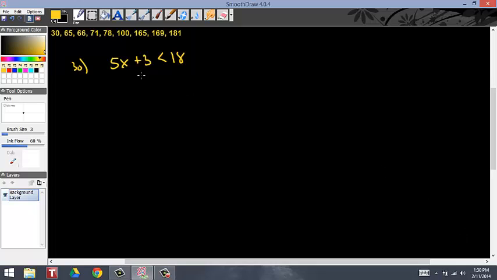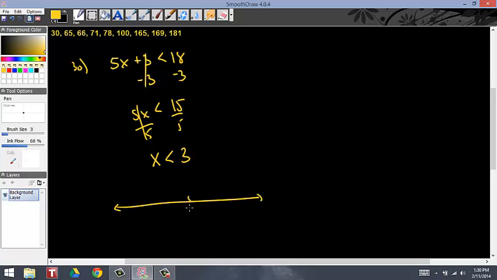From here, a linear inequality says we subtract 3 from both sides. 5x is less than 15. Divide by 5. x is going to be less than 3. From here, you graph that on a number line. 3. It's an open circle because we don't have an equal sign underneath. x is less than it, which means we're moving to the left. Right? That is how you do number 30.